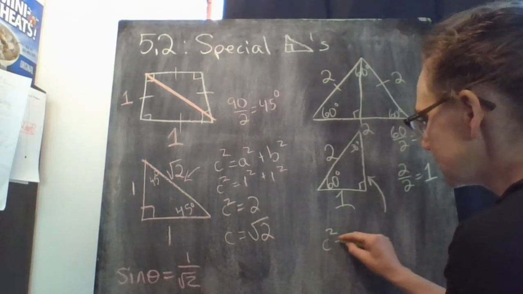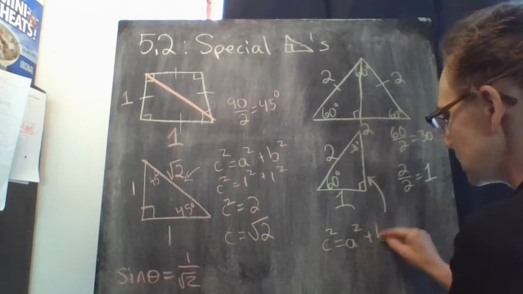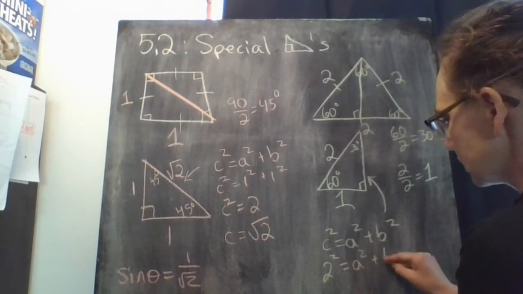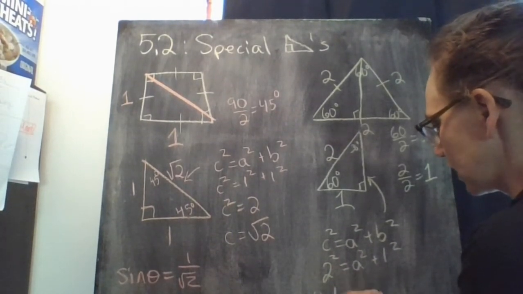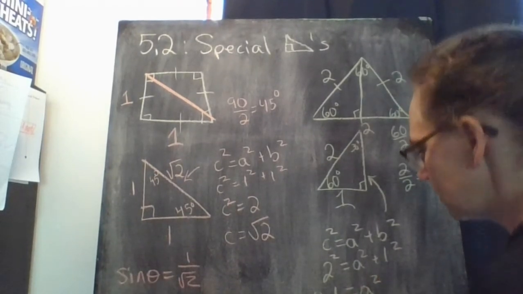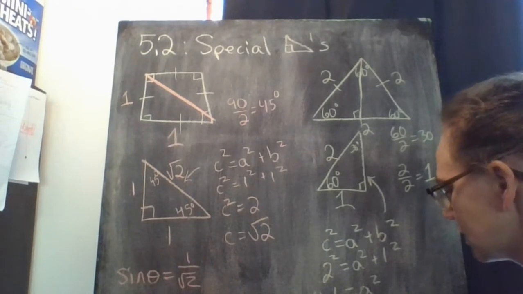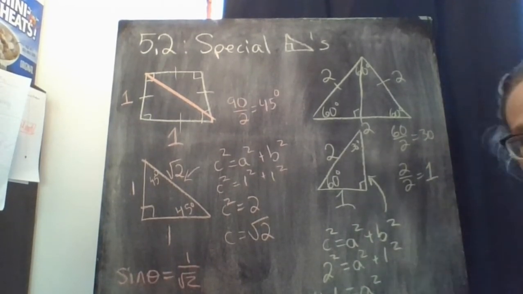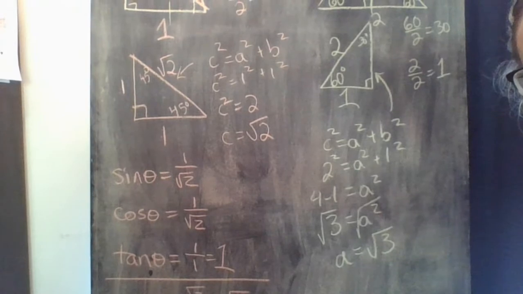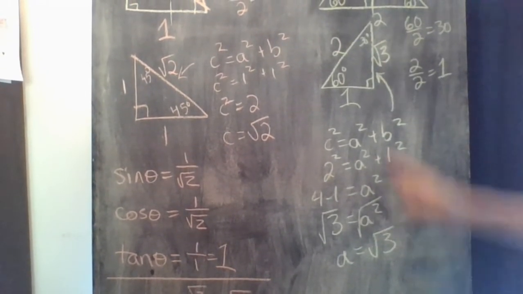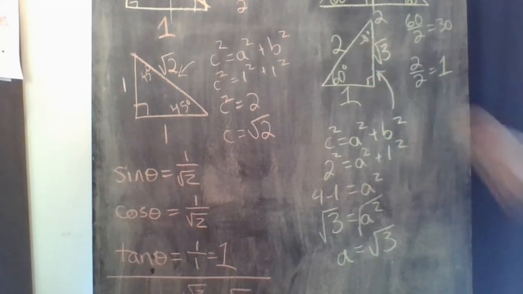So I know c squared is a squared plus b squared. So here I've got 2 squared equals a squared plus 1 squared. So it's that 4 minus 1 is a squared. 3 equals a squared, square root both sides. A equals root 3. So this is my 1, 2, root 3 triangle, 60 degrees and 30 degrees.